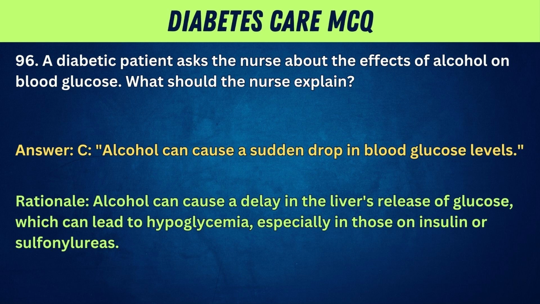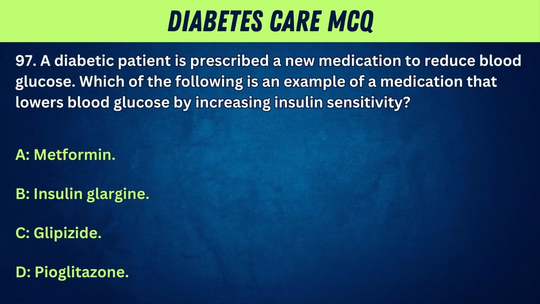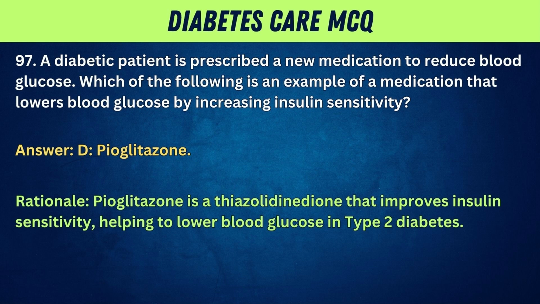Rationale: alcohol can cause a delay in the liver's release of glucose, which can lead to hypoglycemia, especially in those on insulin or sulfonylureas. 97. A diabetic patient is prescribed a new medication to reduce blood glucose. Which of the following is an example of a medication that lowers blood glucose by increasing insulin sensitivity? A. Metformin. B. Insulin glargine. C. Glipizide. D. Pioglitazone. Answer: D.